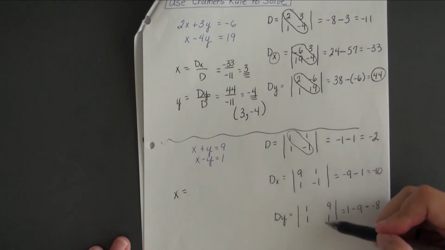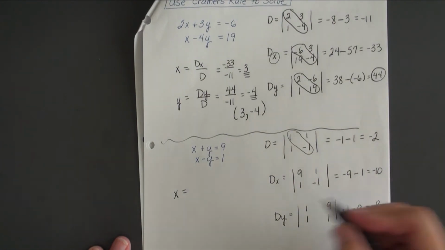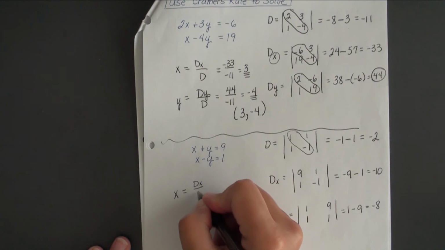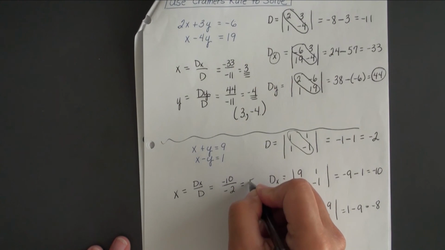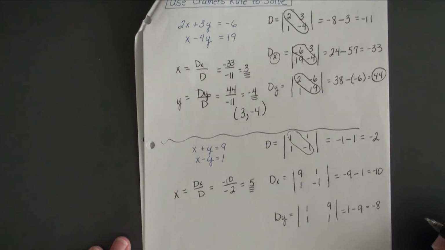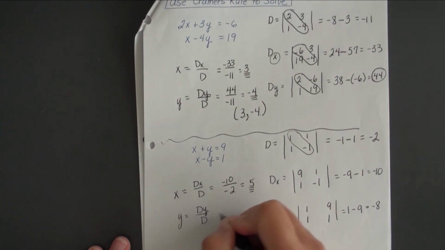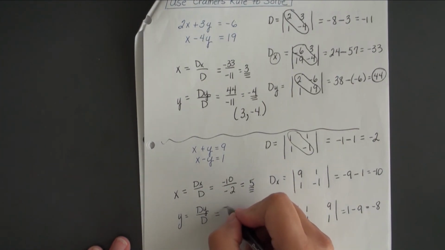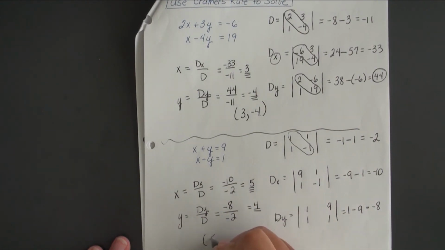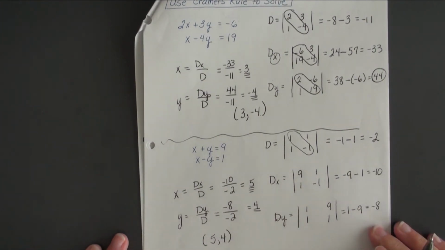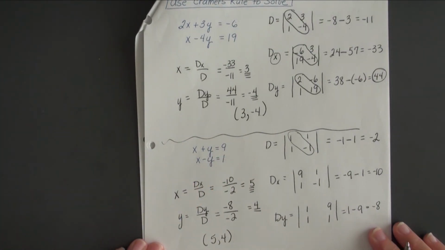Make sure you can do those determinants easily before you go on. Then x will equal Dx over D, which is -10 over -2, or 5. Y will equal Dy divided by D, which is -8 divided by -2, which is 4. Now this one is really easy to check because we know that 5 plus 4 is 9 and 5 minus 4 is 1. So we have the correct answer.